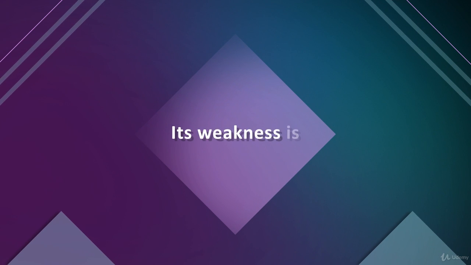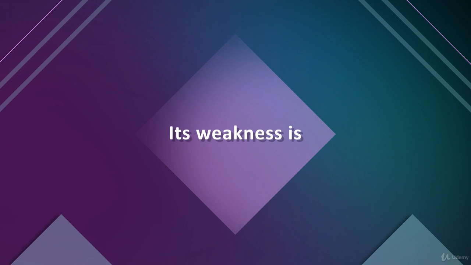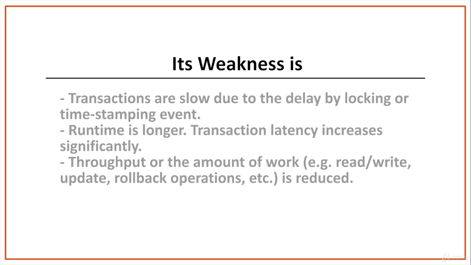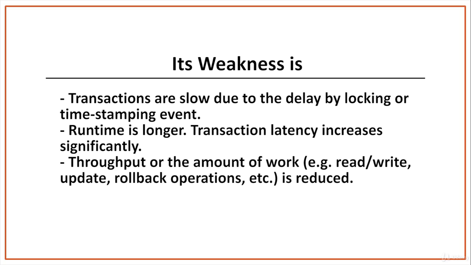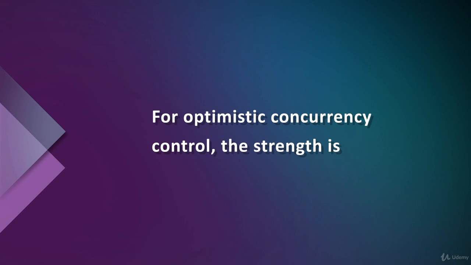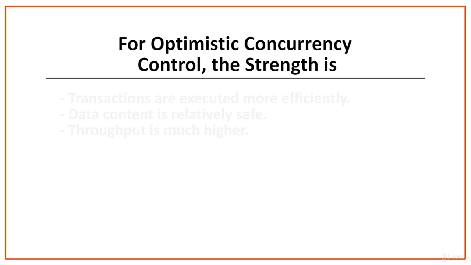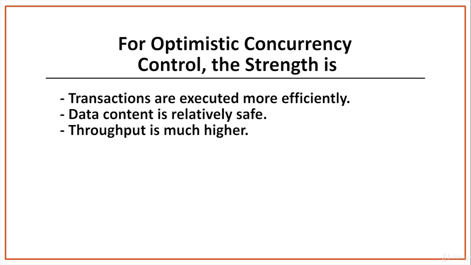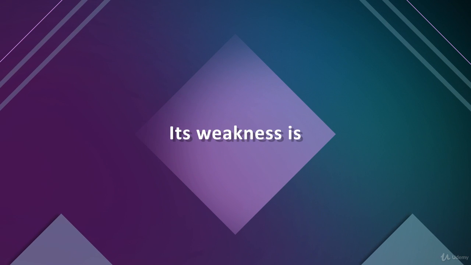Its weakness is transactions are slow due to the delay by locking or time-stamping events. Runtime is longer. Transaction latency increases significantly. Throughput, or the amount of work, for example read, write, update, rollback operations, etc., is reduced. For optimistic concurrency control, the strength is transactions are executed more efficiently. Data content is relatively safe. Throughput is much higher.